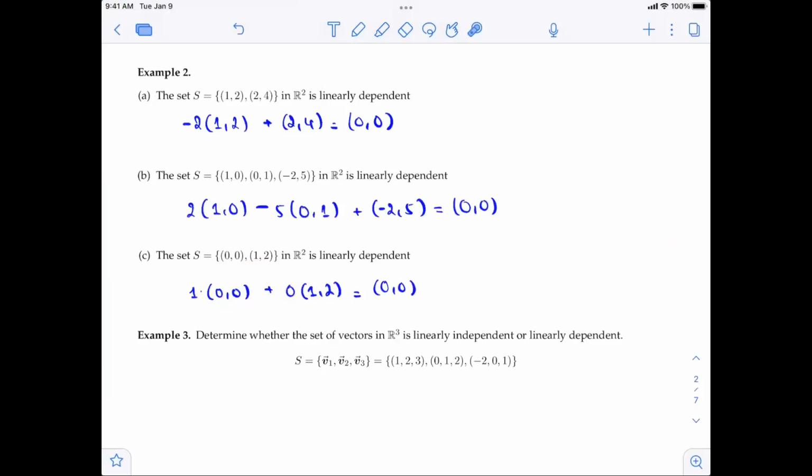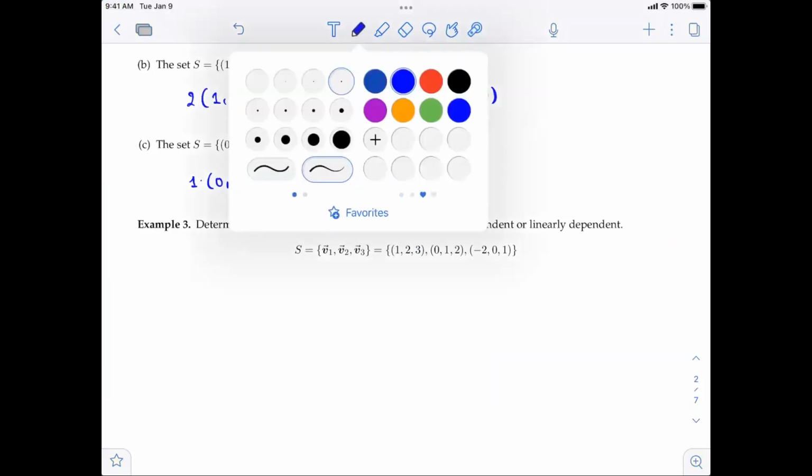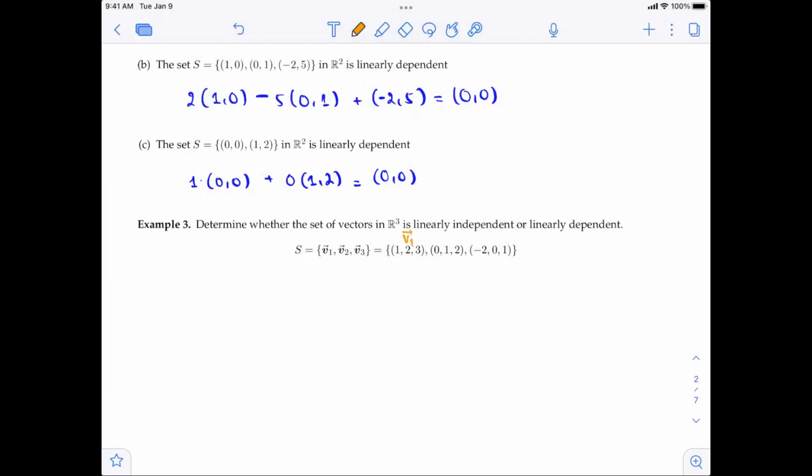All right, in the next example, we're going to see whether the given set is linearly independent or linearly dependent. In other words, we're going to find the values of C1, C2, and C3 such that C1 times V1 plus C2 times V2 plus C3 times V3 is equal to 0 or not. So we're going to let these vectors be V1, V2, and V3.